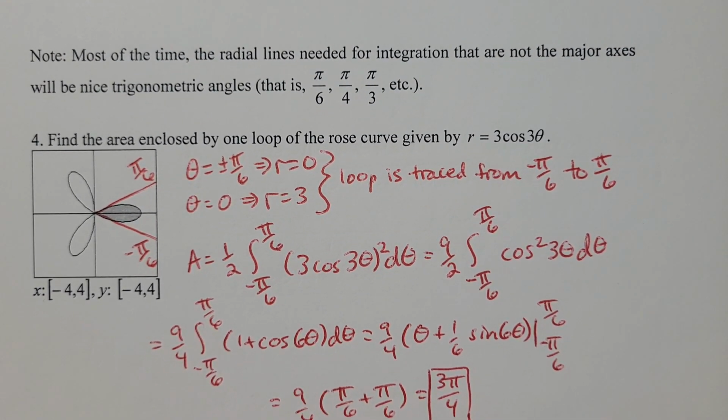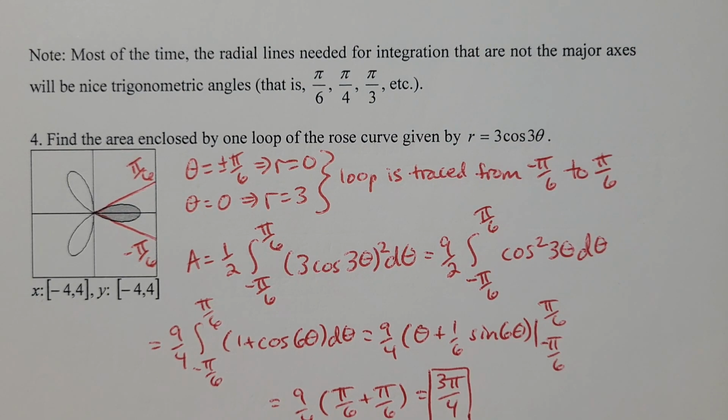Now, as a note, most of the time, the radial lines needed for integration that are not the major axes are going to be nice trigonometric angles, like pi over 6, pi over 4, pi over 3. Consider that when you're trying to figure out the radial lines here.